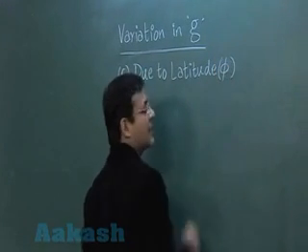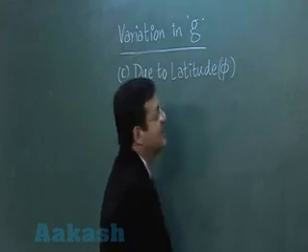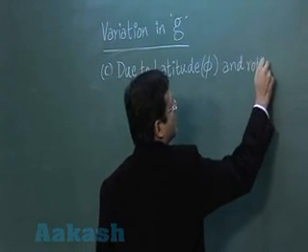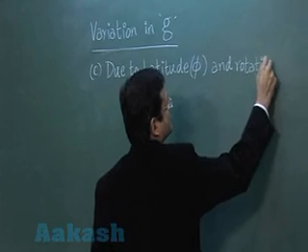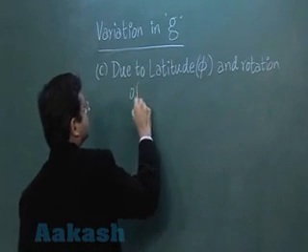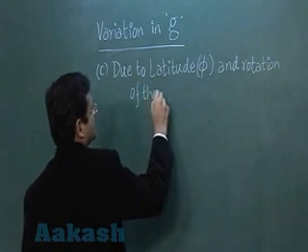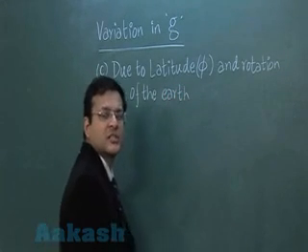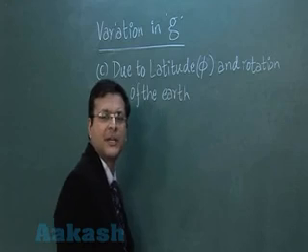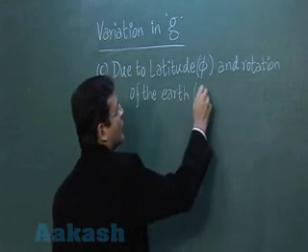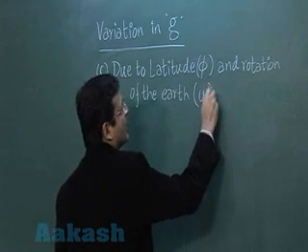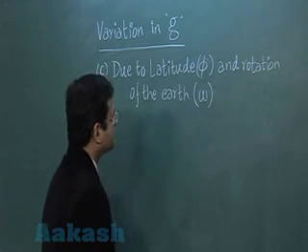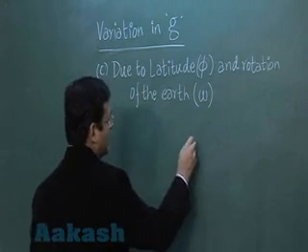Due to latitude. Latitude is indicated by phi, and rotation of the earth. Rotational speed of the earth can be popularly indicated by omega. So for angular speed, the omega term which we are using, I am indicating by omega here. And now consider what is happening.